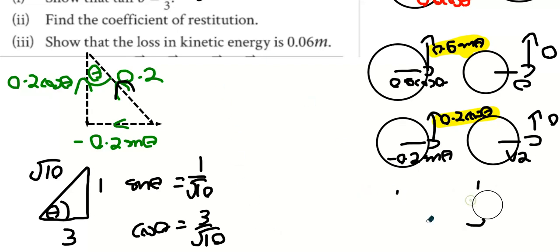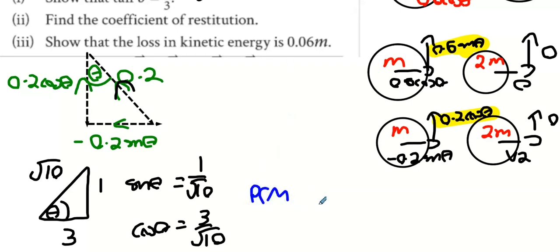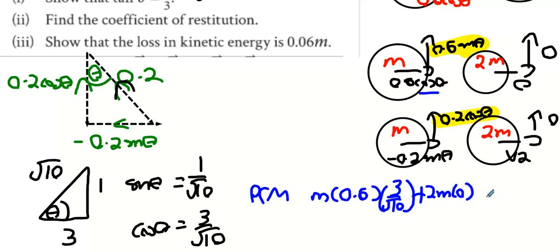Let's start with PCM. If you remember correctly, the mass of the first one is M and the mass of the second one is 2M. All right, I'm going to do my PCM now in blue. M times 0.6 cos theta, which is 3 over root 10, plus 2M times 0 equals... I have to do that one there, don't I? Just get rid of the PCM sign. I haven't got enough room here.